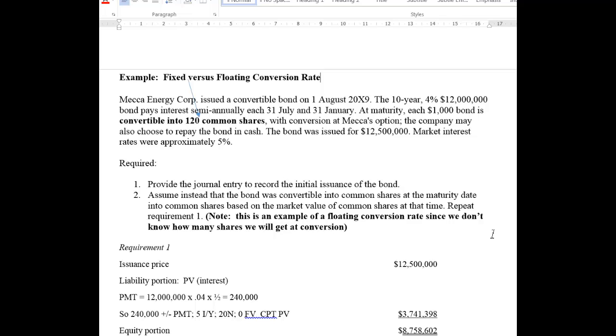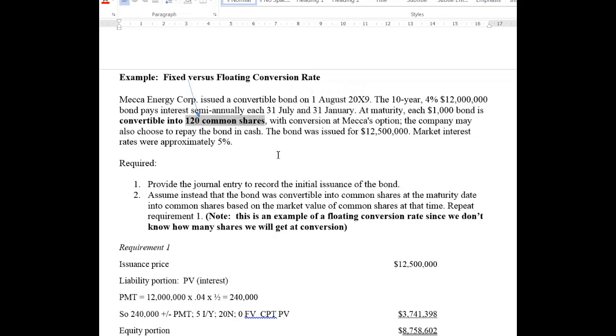So if we look at our question, Mecca Energy issued a convertible bond at August the 1st, X9. It's a 10-year bond, 4% coupon, face value is $12 million. Pays interest semi-annually every July 31st and January 31st. And it says at maturity, each $1,000 bond is convertible into 120 shares. This is fixed. That's why I have the blue arrow coming down here, because I can see it's fixed. Because I know upon conversion how many common shares I can get.